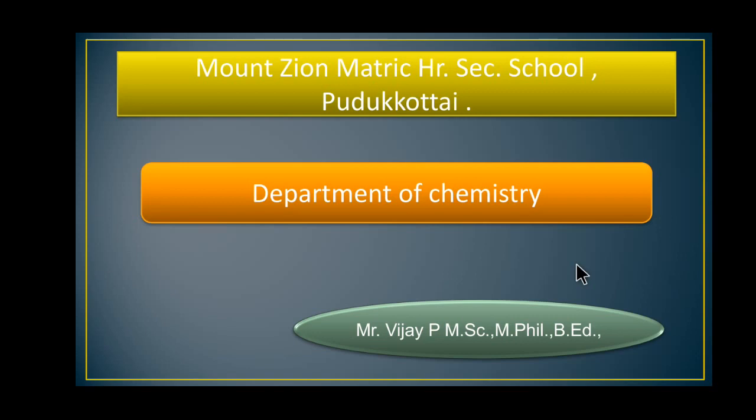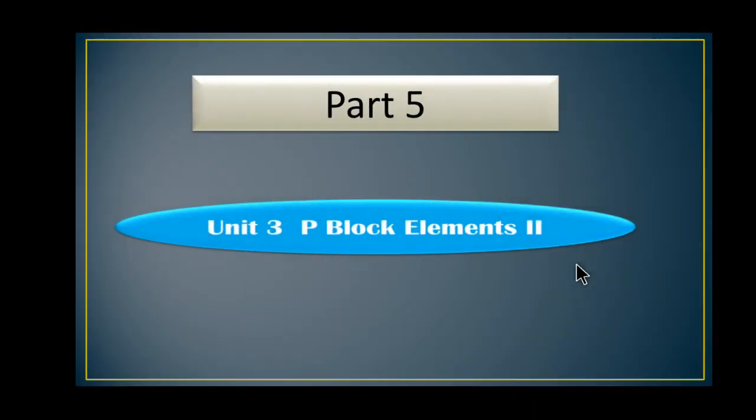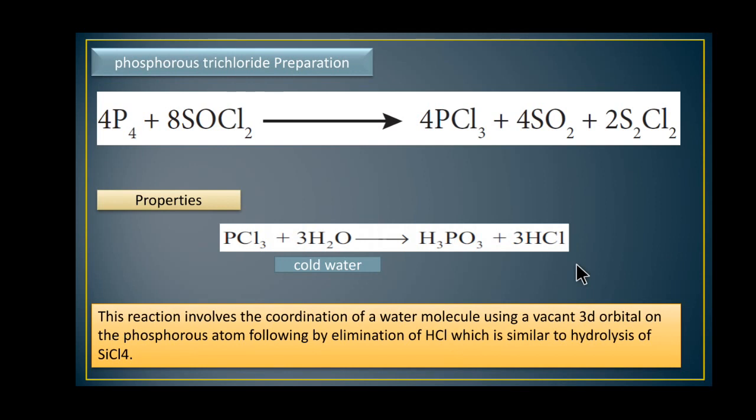So in this session, I am going to discuss part 5, unit 3, p-block elements 2. We are going to see the preparation of phosphorus trichloride. Is it clear? The preparation of phosphorus trichloride.